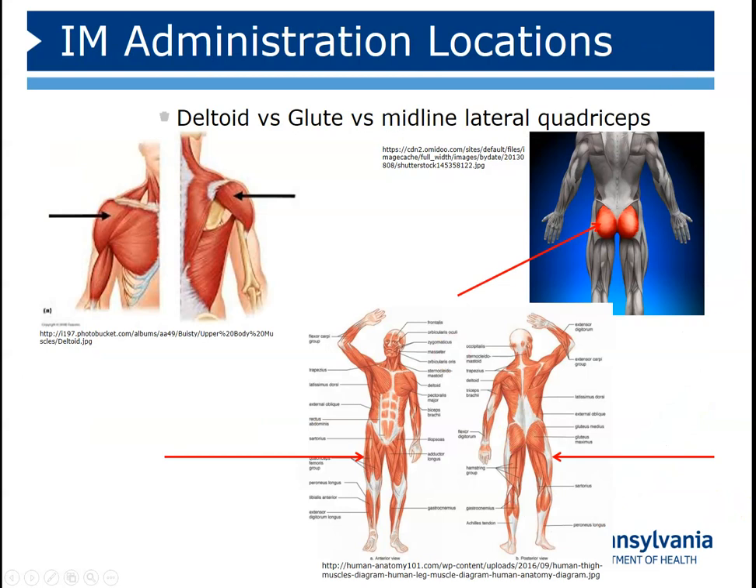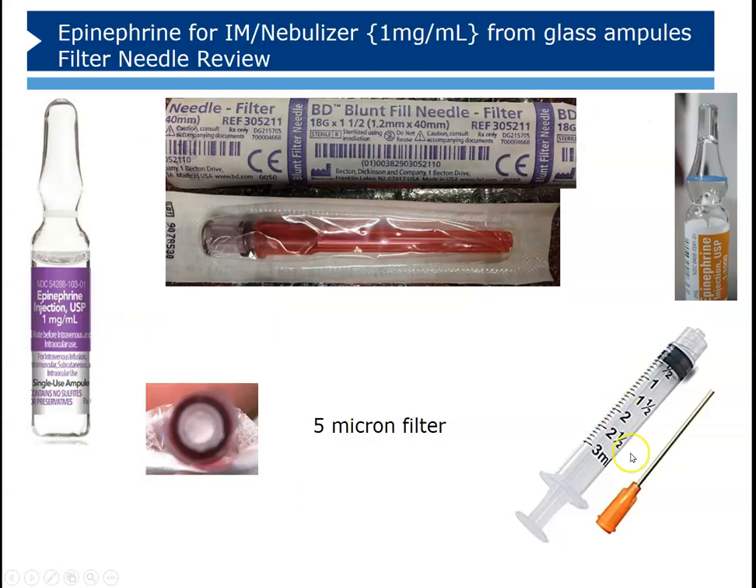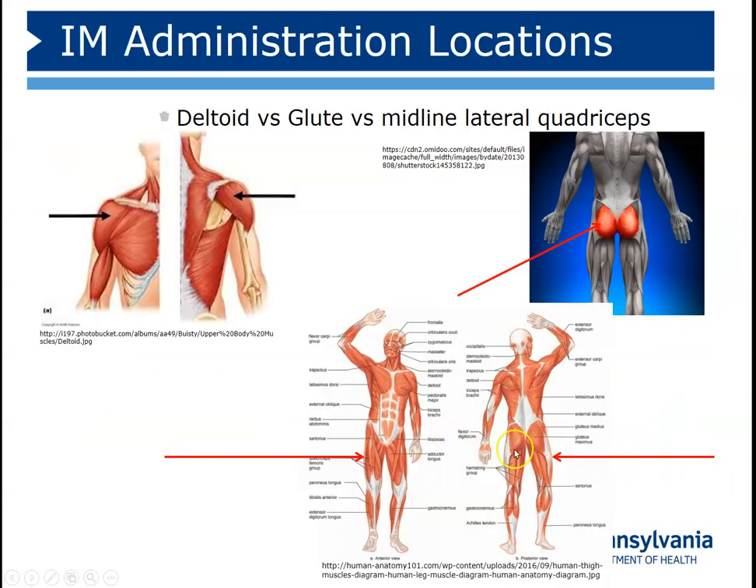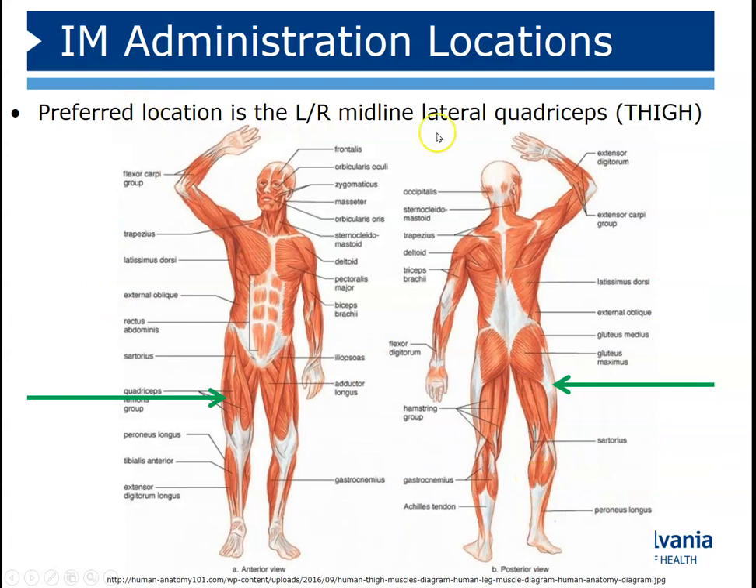IM administration locations, just to give you a refresher here, are either deltoid, glute, or either left or right thigh. And again, we do not use a filter needle for this. We will need an IM needle for that. But again, deltoid versus the glute versus the midline quads right down here. The preferred location is the left or right midline lateral quadriceps, your thighs. It is the easiest, and on an adult patient and even a pediatric patient, the largest muscle group to get to.